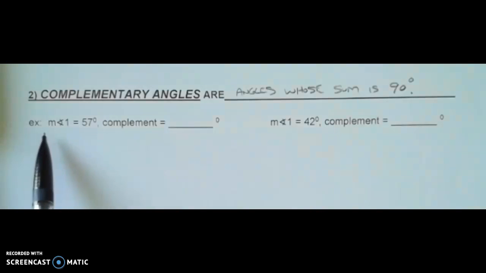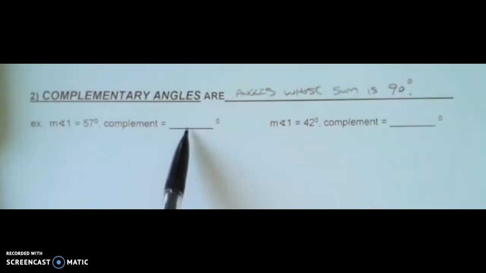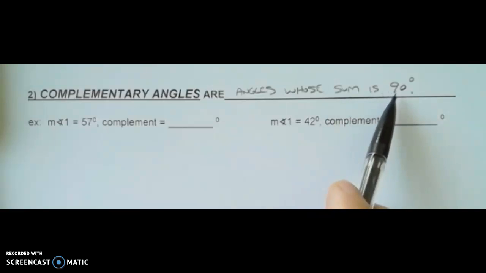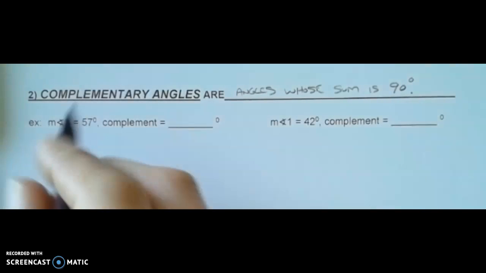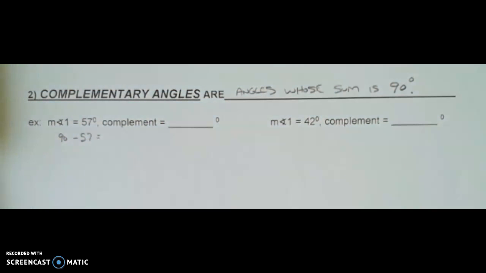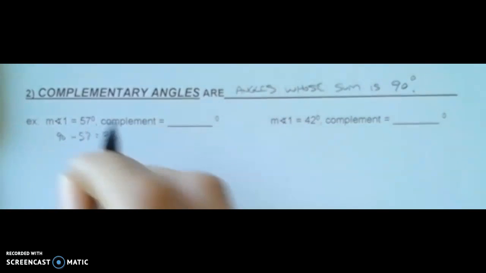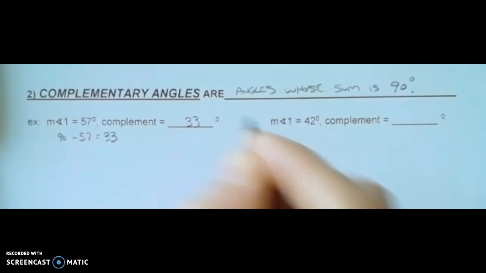So in our first example, it says the measure of angle 1, that M means measure, the measure of angle 1 is 57 degrees. The complement would equal how many degrees? Well, if complementary angles have a sum of 90, these two angles are going to have to add up to 90 degrees. So all you would need to do to figure out how much the complement is, take 90 and subtract 57. And if you do 90 minus 57, that's going to give you a measure of 33 degrees. So if angle 1 measures 57 degrees, the complement would have to be 33 degrees.